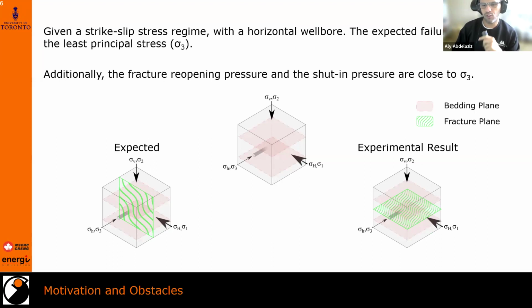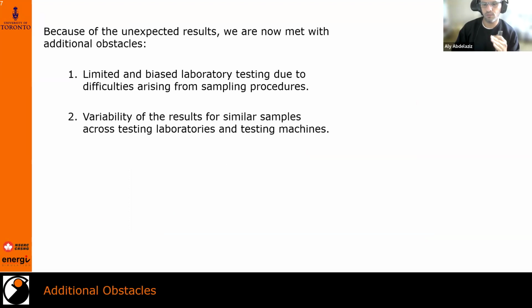Now, because of this, we had to pause and reassess a lot of things. By reassess a lot of things, I mean we had to go back to literature and look at data that was available, which we found was non-existent. And by data, I mean mechanical test data. So now we have a test where we are breaking against sigma 2. But to understand this test, we need to overcome these two obstacles, which are limited and biased laboratory tests arising from sampling procedure, and the variability of the results for similar samples across testing laboratories.